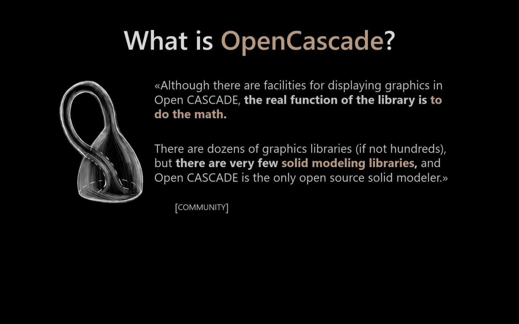And I couldn't say that better, because there are many libraries which allow you to visualize 3D stuff on your scene, but there are very few libraries which allow you to design objects, especially when it comes to analytical representation of geometries. And that's the real function of OpenCascade. It serves as a solid, and not only solid actually, also surface modeling library.